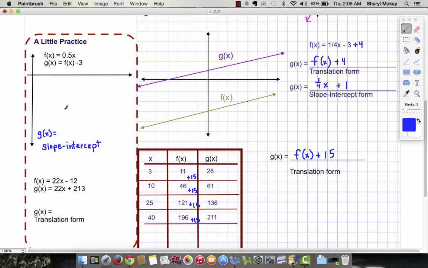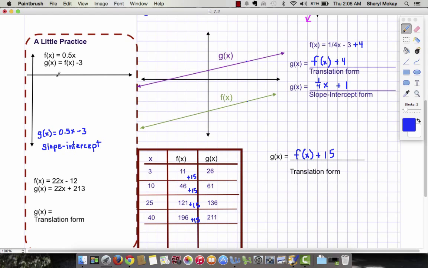Now, if you wrote 0.5x minus 3, g of x is 0.5x minus 3, then you've got a good idea of how to translate vertical equations. But if you struggled with this, let's go ahead and graph it.